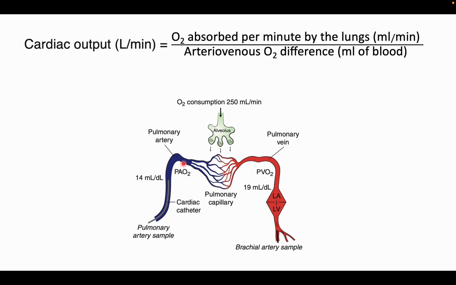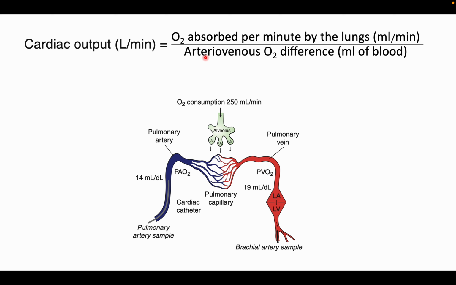For measurement of oxygen, PaO2, in the pulmonary artery, we have to insert a catheter. It will go from the peripheral veins to the right atrium and then the pulmonary artery. From there we take a blood sample, and we measure the oxygen content in that blood. Normally it is 14 ml per deciliter. For the arterial end, we can take any systemic artery, and suppose we are taking the recording from the brachial artery, it is around 19 ml per deciliter.